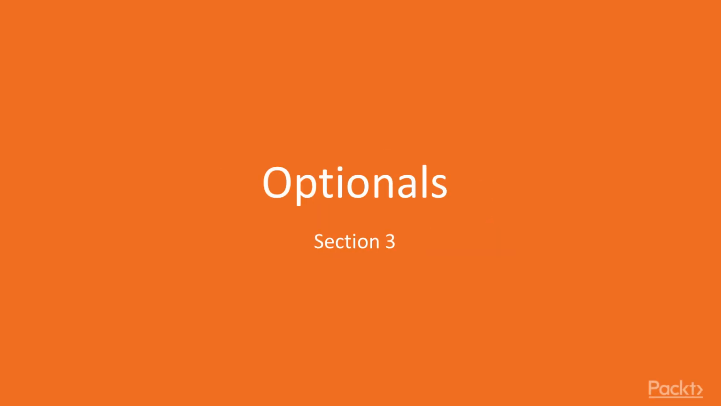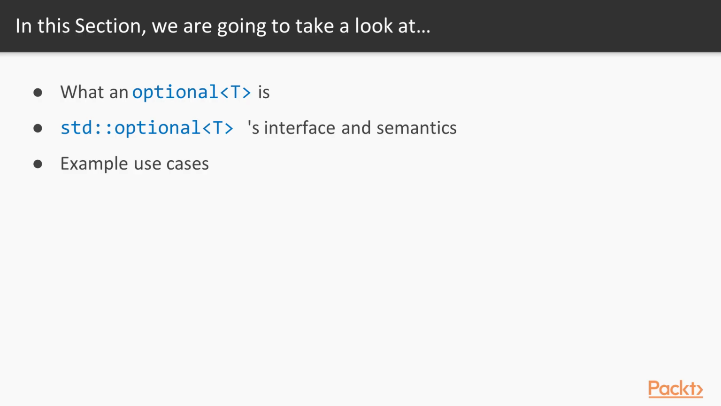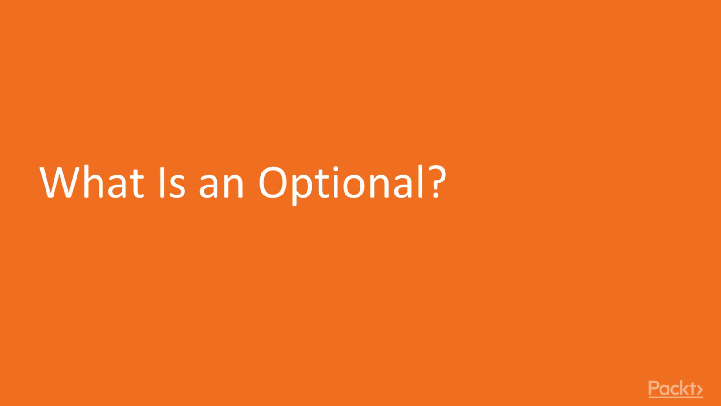Welcome to section 3, Optionals. In this section, we're going to take a look at what an optional T is, std::optional T's interface and semantics, and example use cases for optionals. Let's begin with video. What is an optional?